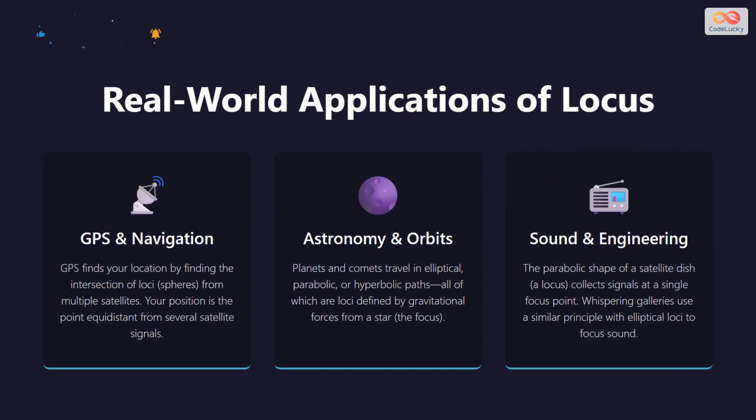The concept of a locus isn't just theoretical, it's all around us. GPS systems use the intersection of spherical loci from satellites to pinpoint your location. The orbits of planets are elliptical loci defined by gravity, and the parabolic shape of a satellite dish helps focus signals to a single point.